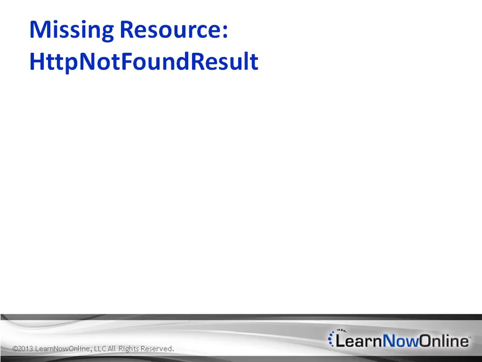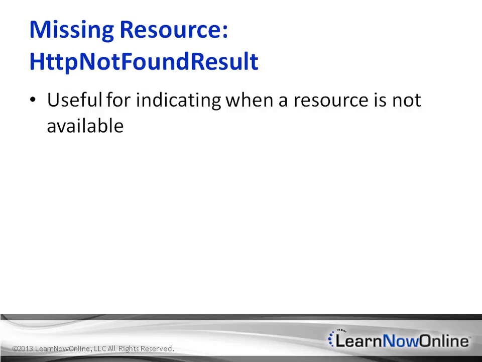Another one of these automated sorts of results are the missing resource, the HTTP not found result. And this is mostly used for indicating when a resource is not available. And there are all kinds of uses for this. It might be because the view isn't found or the model doesn't exist, but it can also be for times like if you are trying to look at the details of a particular item, you go to the database to look up that ID and you can't find that item, then returning the HTTP not found result is a perfectly acceptable way to deal with that situation. And it creates an appropriate HTTP status code so that the client knows exactly what happened. It requested a result, and that particular item it was looking for just wasn't found.